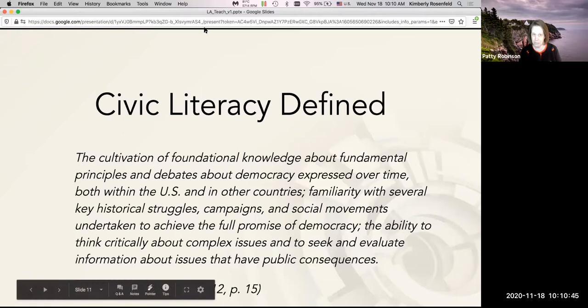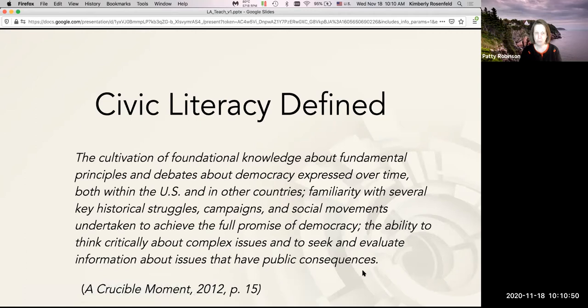This particular definition, again, comes from A Crucible Moment. It is the cultivation of foundational knowledge about fundamental principles and debates regarding democracy expressed over time. It's important that we consider these ideas both within a US and a global context. It is also the familiarity with several historical struggles, campaigns, and social movements that have taken place as a way to try and fulfill as well as promote and keep our democracy alive. It is also the ability to think critically about those issues, to seek and evaluate information through different issues, and to look at those public consequences.